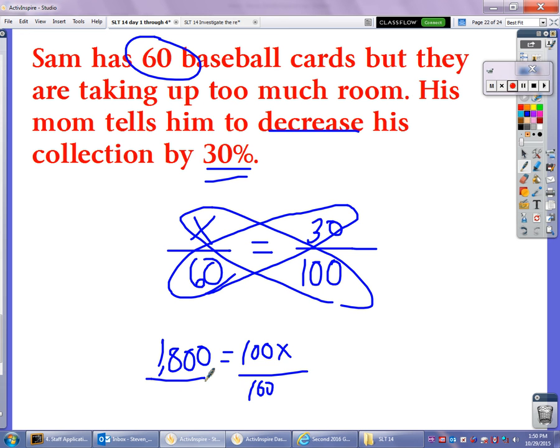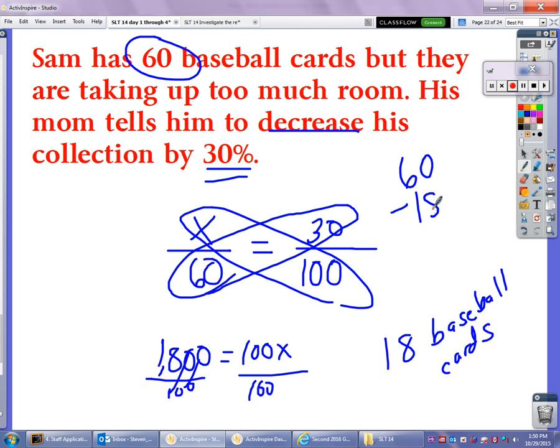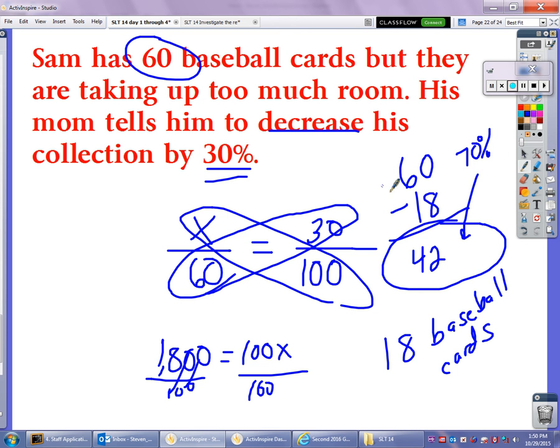Divide both sides by 100. Cross out the zeros, and you're left with 18. So the 18 baseball cards represents 30%, but it's a decrease. So our final step is to take our total of 60, subtract the 18 cards, which was the 30%, and we're left with our final answer of 42 baseball cards. Remember, because you took away 30%, the 42 baseball cards represents what's left, which is 70% of the original.